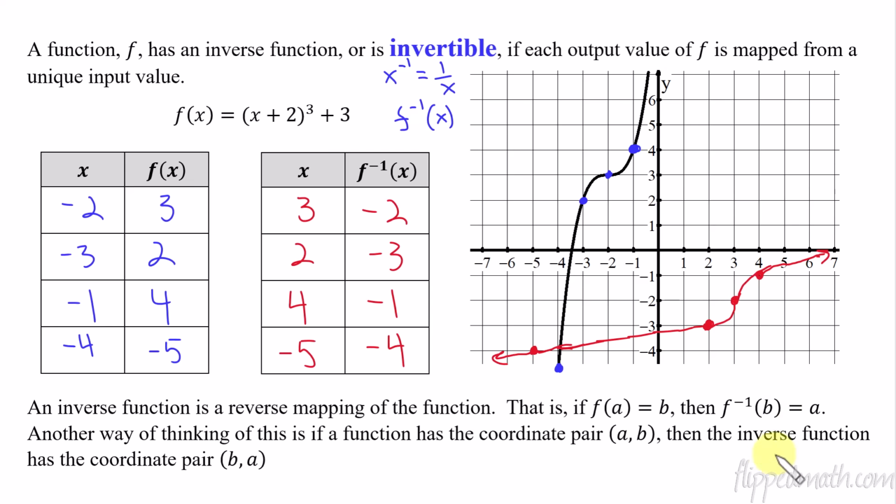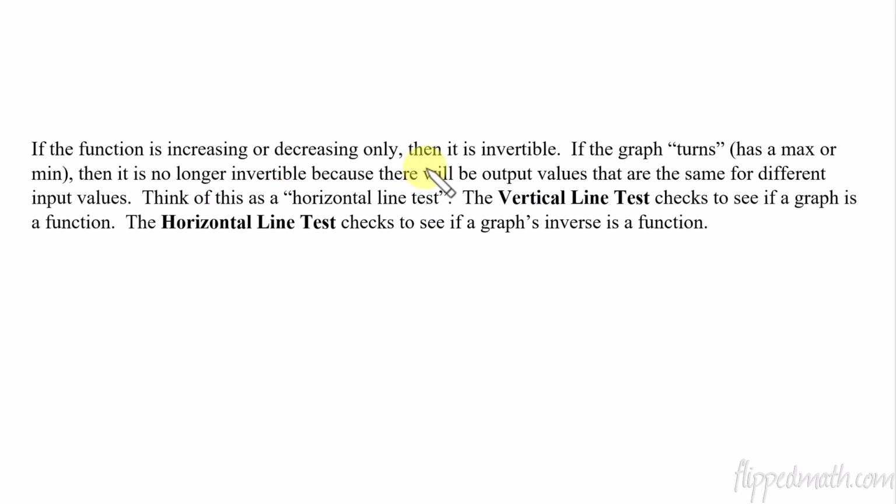Now, here's a quick way of knowing if a function is invertible, and that is if the function is increasing or decreasing only. So if the graph's going up somehow and it's never turning around, or it's going down and it's never turning around and coming back up, then it is invertible.